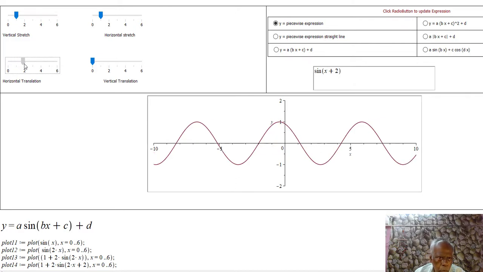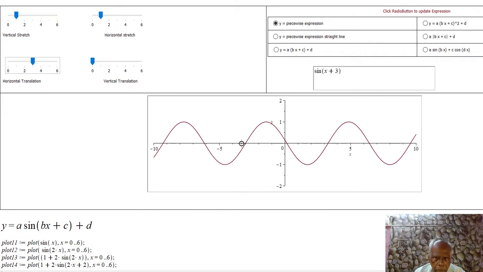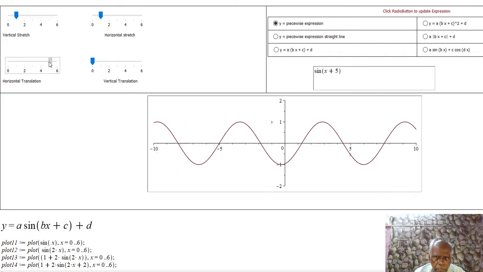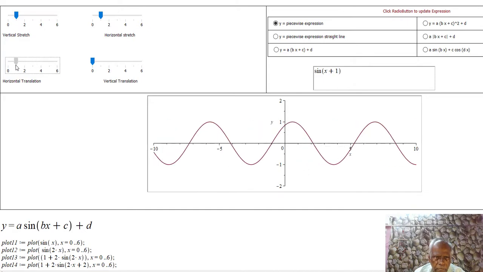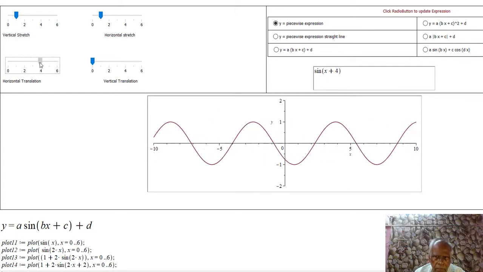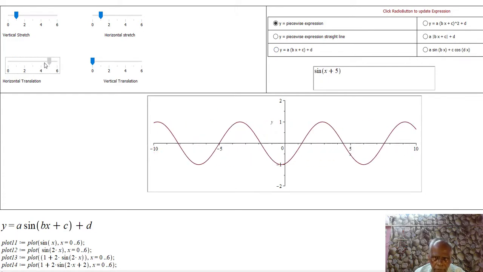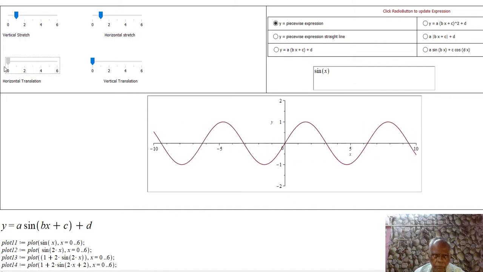Suppose I make it 2. It goes to x plus 2. When I say x plus 2, it moves to the left by 2 units. When I say 3, it is moving by 3 units. Or when I make it 6, see it's here. So I can move it to the left or right, and you can see the number on the graph, and how it behaves. As it increases, it moves to the left. As it decreases, it moves to the right.